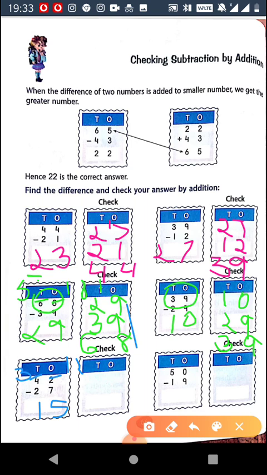Now add this answer, that is 15, with the smaller number, that is 27. And what do you get? 7 plus 5 is equal to 12. 2, carry forward 1, and adding the tens, we get 2 plus 1, 3 plus 1, 4, which is the bigger number here. So that means our subtraction is correct.